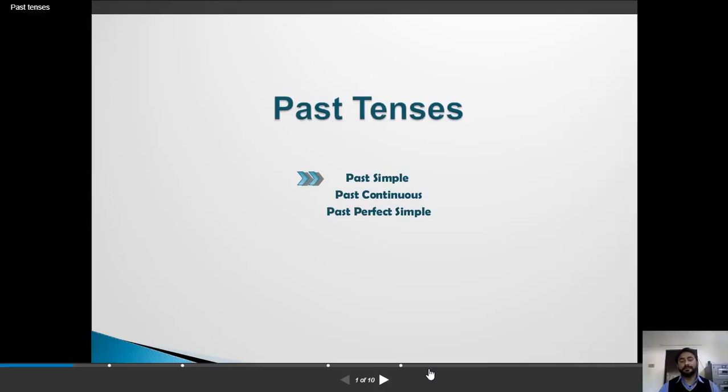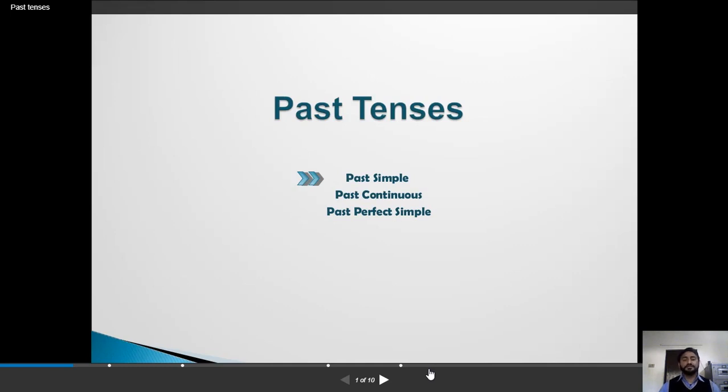As you know, in the previous lectures we have discussed the present tense and the different kinds of present tense. We discussed the present simple tense, the present continuous or progressive tense, the present perfect simple tense, and we also discussed the present perfect progressive or continuous tense.